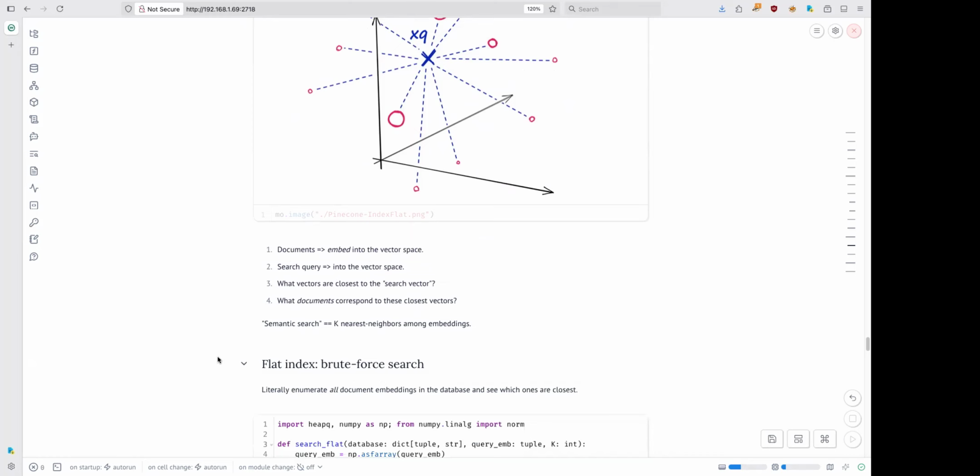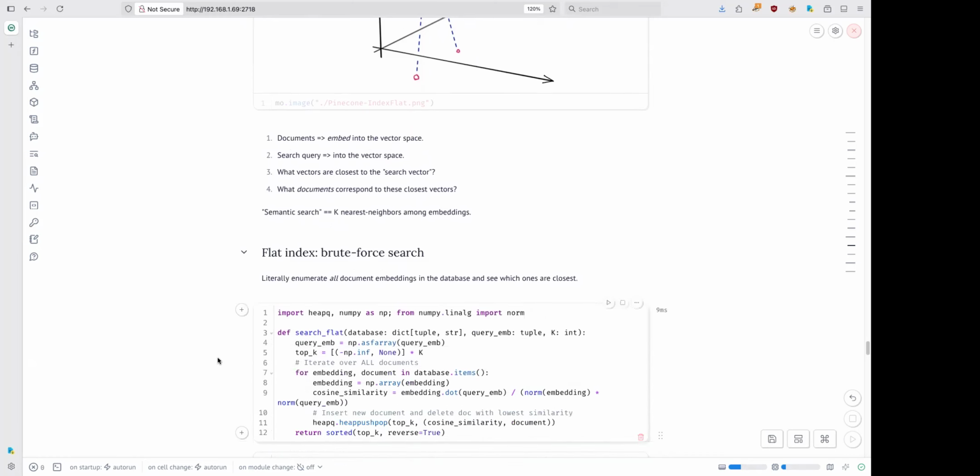We can implement this using k nearest neighbors. I'm assuming you are somewhat familiar with the basics of machine learning, and thus you know that k nearest neighbors is one of the most basic, most simple classification and regression algorithms. So we literally take our query vector and see which vectors are closest to it, which vectors are its neighbors.